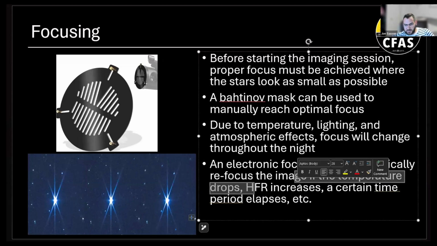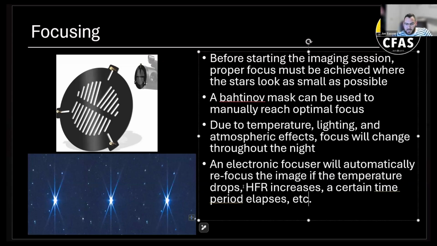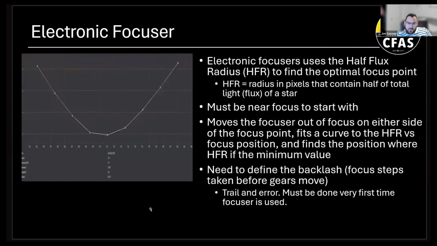What I do is I set it to refocus when it notices an HFR increase of 10%. That's the half flux radius, and I'll go over that next. The way electronic focusers work is that you have to start near focus, and then you tell it how many steps to move out initially, so that it essentially defocuses your image. It'll take a picture, and then it'll measure the HFR.